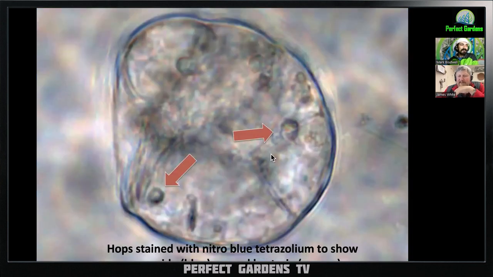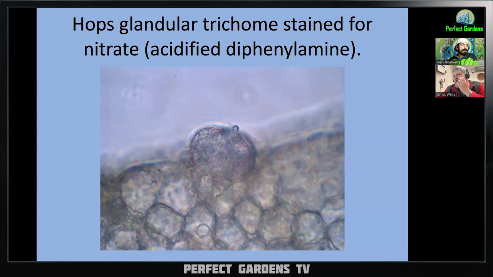Here's the glandular trichomes on the hops cones, right? You can see this is stained for bacteria with nitro blue tetrazolium. You can see the blue. Those are the bacteria, clusters of bacteria. And these are some of the cells, so they're kind of mixed up in there. And this is what it looks like when it's fully developed.